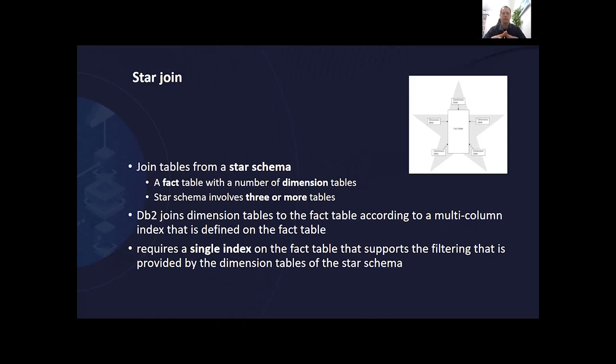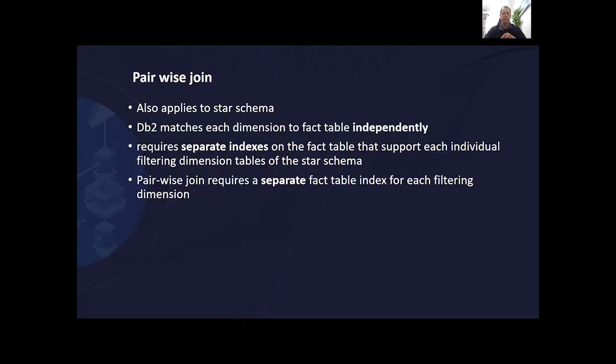The requirement here is that there is a single index on the fact table that supports the filtering provided by the dimension tables. There is a similar technique called Pairwise Join, which requires independent or separate indexes for those fact tables. But as I said, unfortunately, I have no experience with that, so I will leave it to you, and maybe you can share your experience with that.